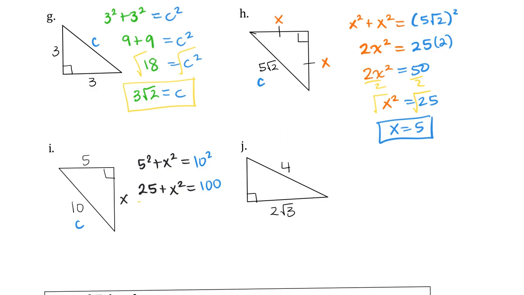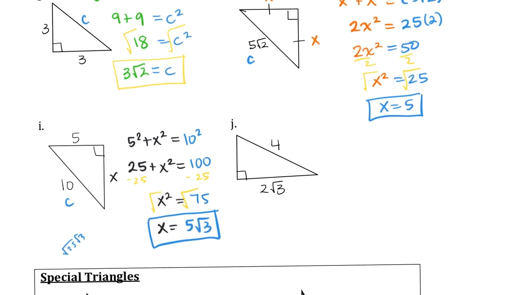So minus the 25. What's 100 minus 25? 75? Okay, square root of 75. Does it come out evenly? No, it doesn't. Does it simplify? Yes, because 75 is 25 times 3. Square root of 25 is 5, so it's 5 root 3. And remember, we're only leaving off the plus or minus because we are in geometry and we get positive answers.